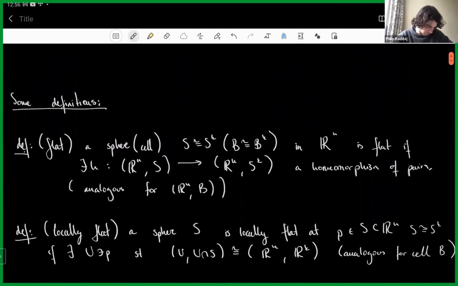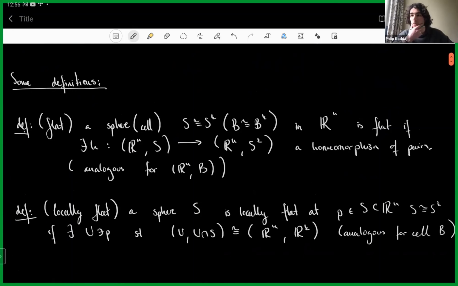So I'll recap some definitions, which I think were already mentioned in the previous talk, but I'll run through them again. A sphere or a cell in Rn is flat if there's an ambient homeomorphism, i.e. a homeomorphism of pairs that takes the embedded sphere into the standard version of the sphere. Similarly, it is locally flat if there's a homeomorphism of pairs of an open neighborhood, and the open neighborhood intersected with the sphere. So usually we have some picture like this, and this could be our sphere S, and here it can look something like this. And then there's a homeomorphism which makes it look standard.